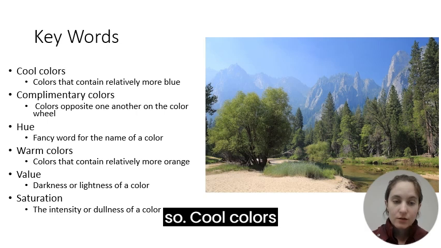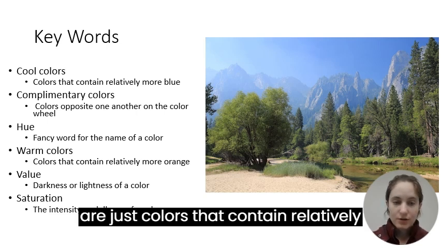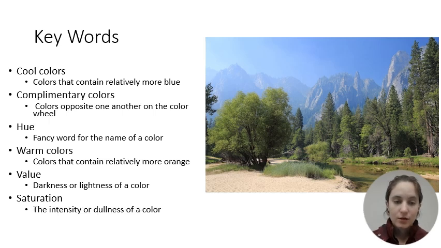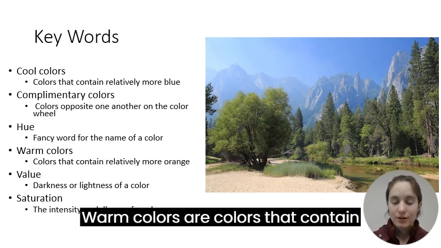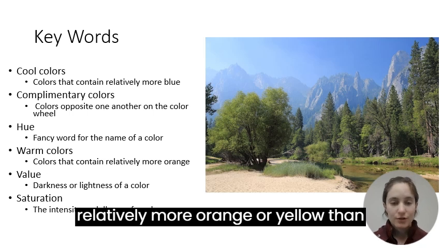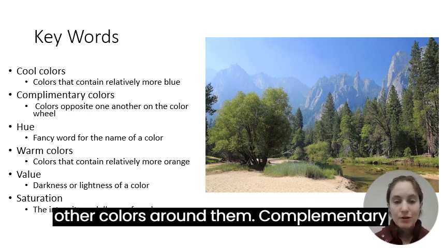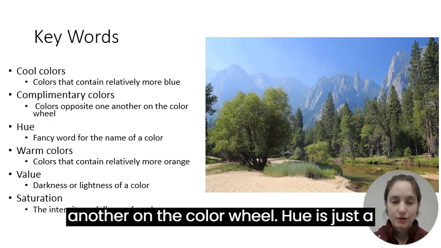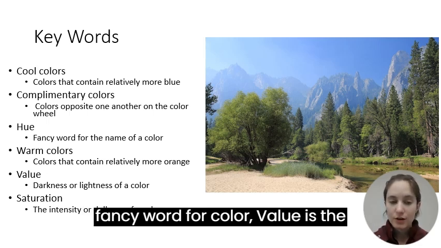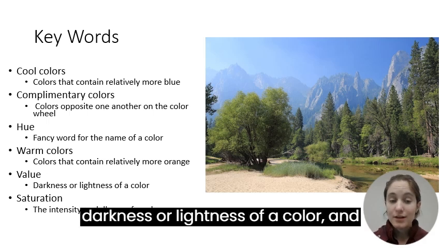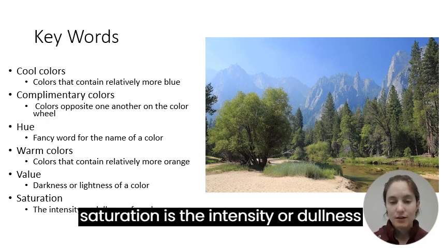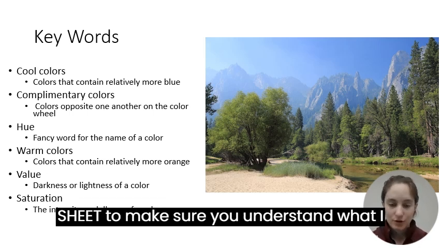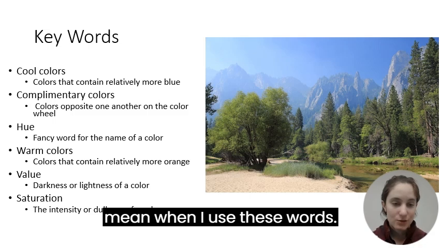So cool colors are just colors that contain relatively more blue than other colors around them. Warm colors are colors that contain relatively more orange or yellow than other colors around them. Complementary colors are colors opposite one another on the color wheel. Hue is just a fancy word for color. Value is the darkness or lightness of a color, and saturation is the intensity or dullness of color. This is just a little cheat sheet to make sure you understand what I mean when I use these words.